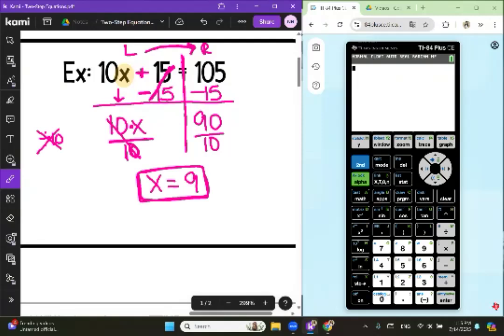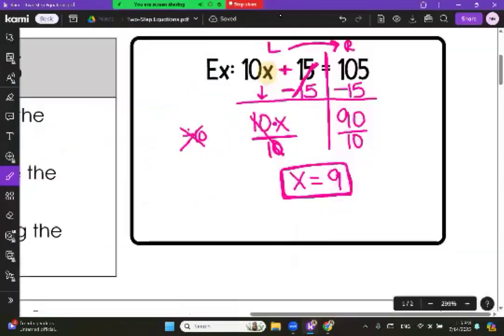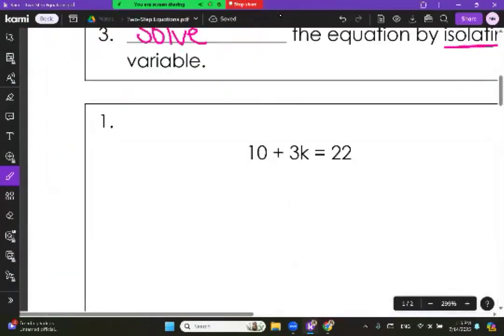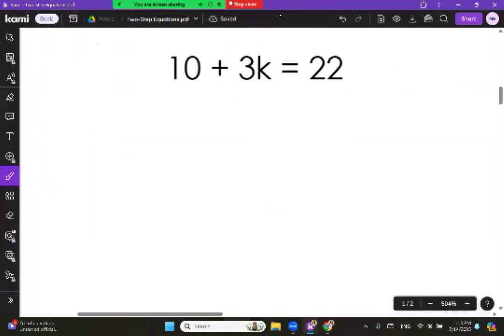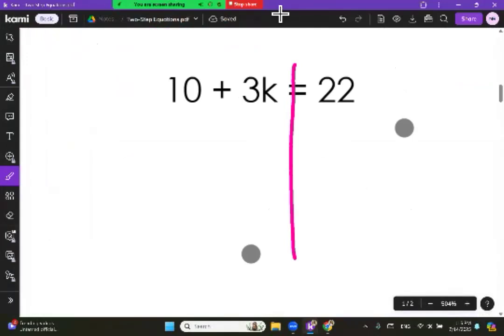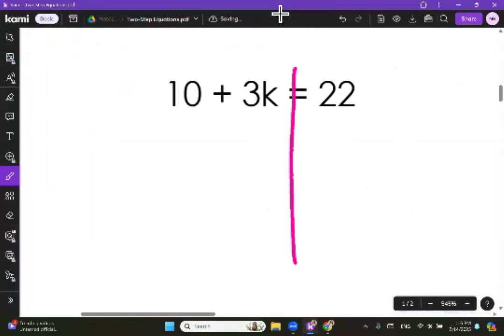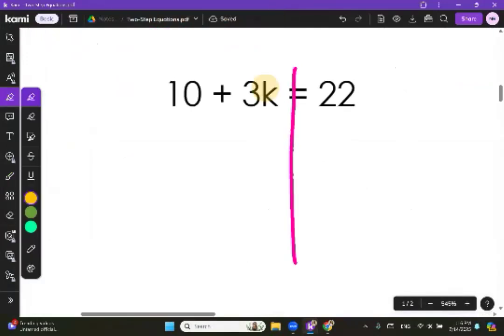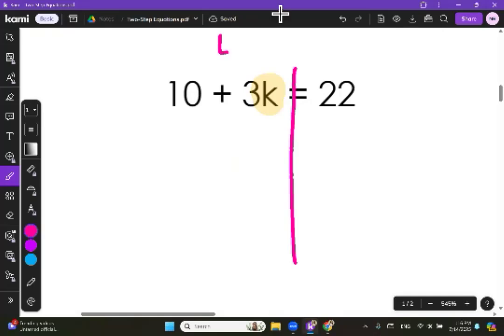So two-step equations. Short, sweet, straight to the point. Based on the next few examples, I don't think we need the calculator. These are just, hopefully, simple arithmetic. All right, find your variable. The variable is on the left side, so my numbers need to move to the right side. 22 is already on the right side.